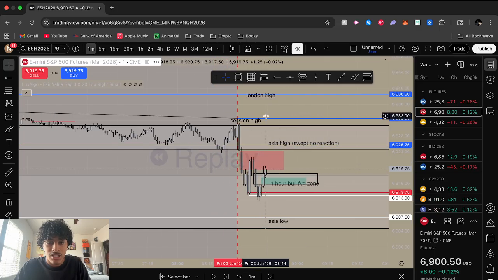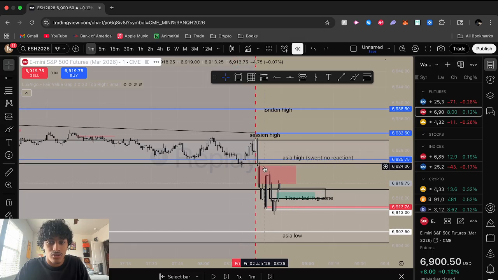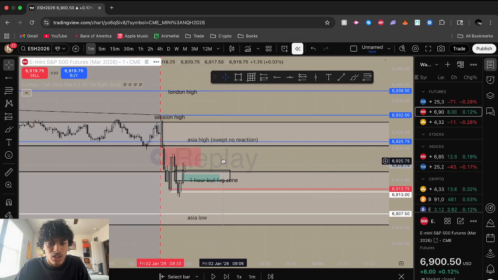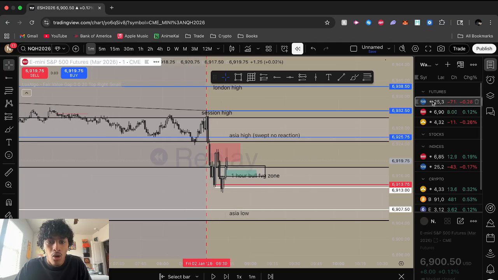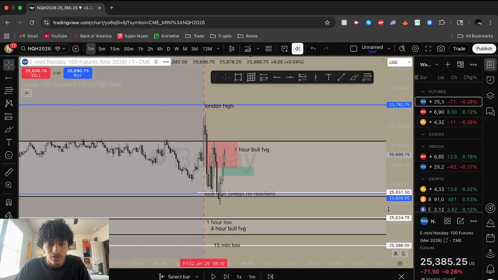All right, there's this session high right here, this London high. These are all my draws on liquidity. I don't know what this is, maybe like a fair value gap. We have this Asia low, all of that. So we get this liquidity sweep on NQ.